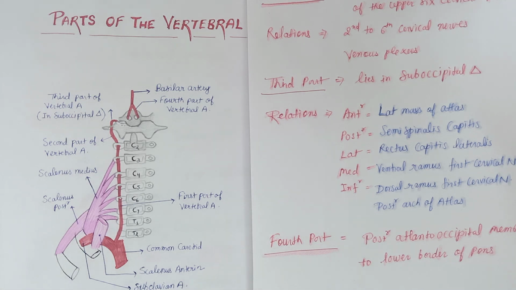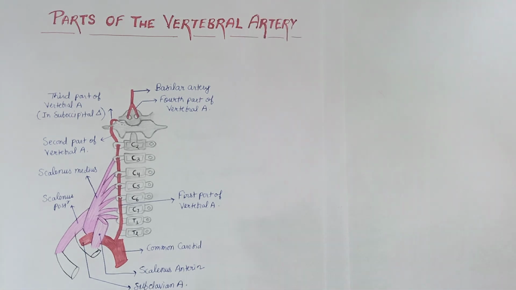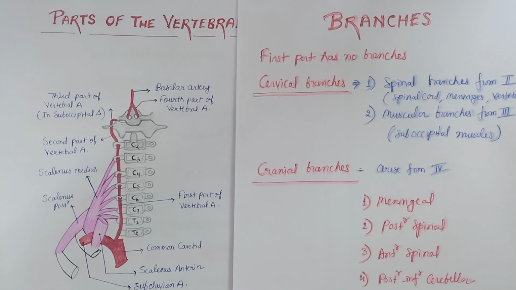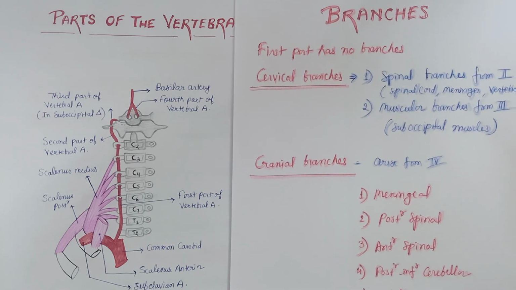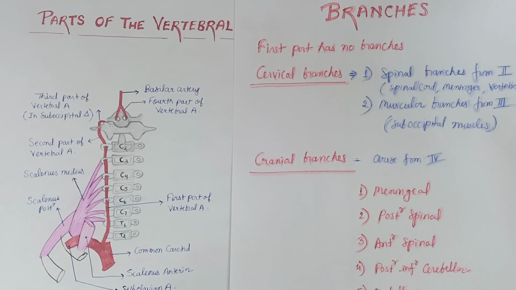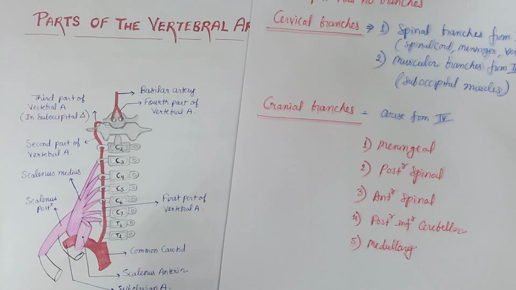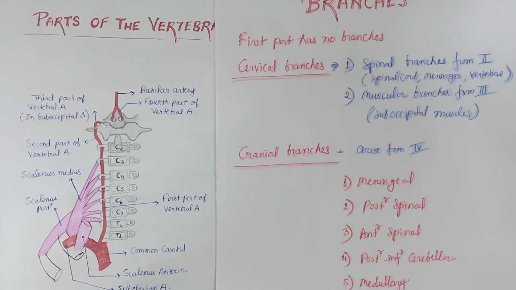Now, branches of vertebral artery. First part has no branches. Cervical branches, the spinal branches from the second part, enter the vertebral canal through the intervertebral foramen and supply the spinal cord, meninges and vertebrae.